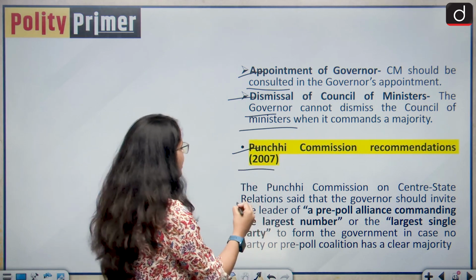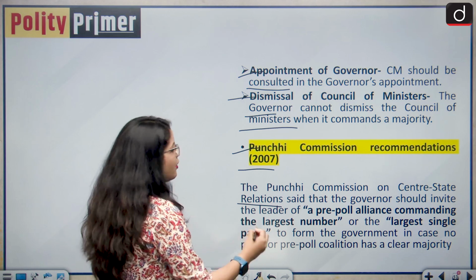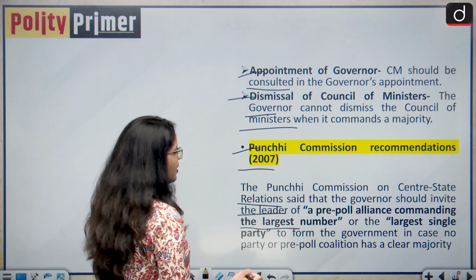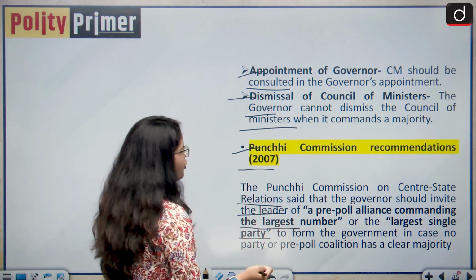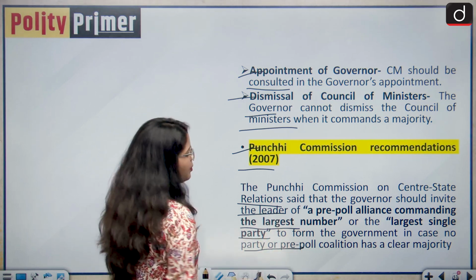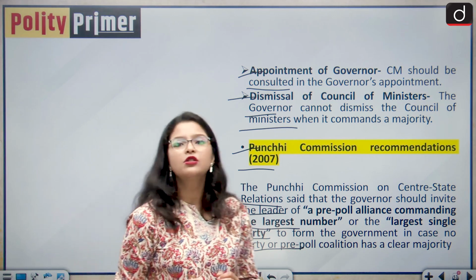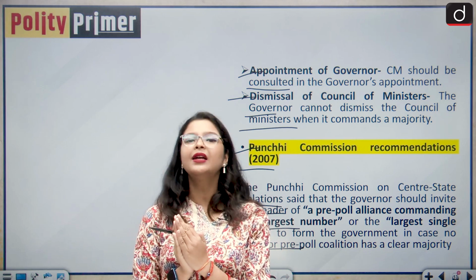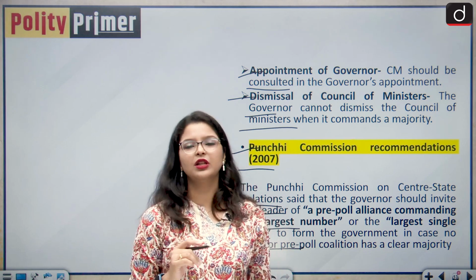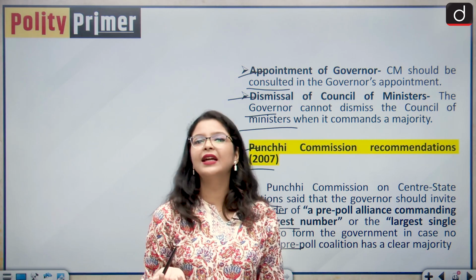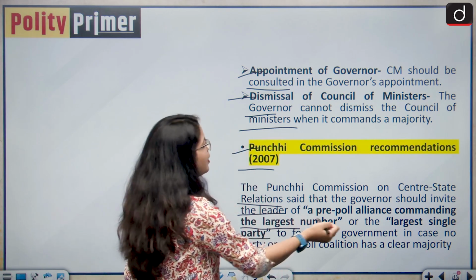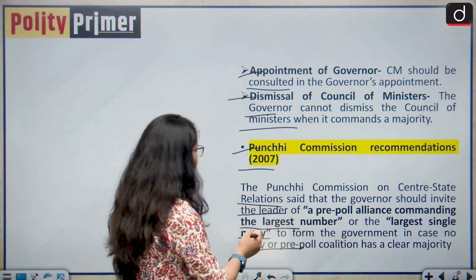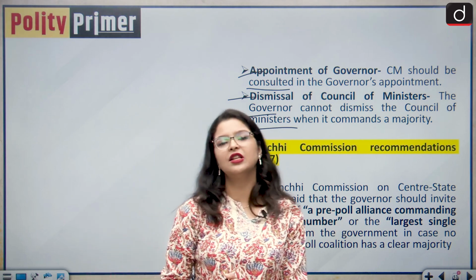The Punchhi Commission on Center-State Relations said that the governor should invite the leader of a pre-poll alliance commanding the largest number, or the largest single party, to form the government in case no party or pre-poll coalition has a clear majority. So this is also talking about the case of hung assemblies in which no political party has attained a clear-cut majority. In these cases, the governor can call the pre-poll alliance commanding the largest number or the largest single party to form the government.